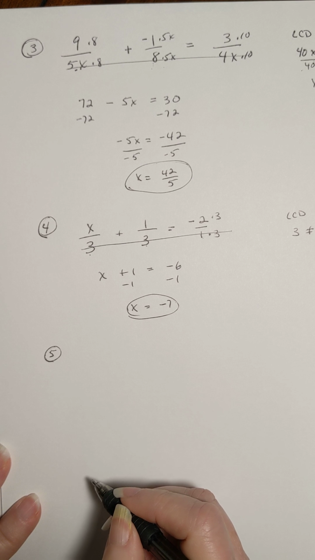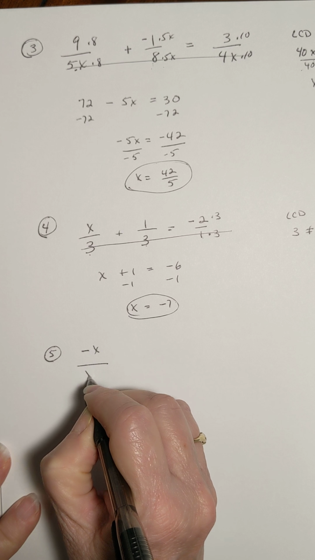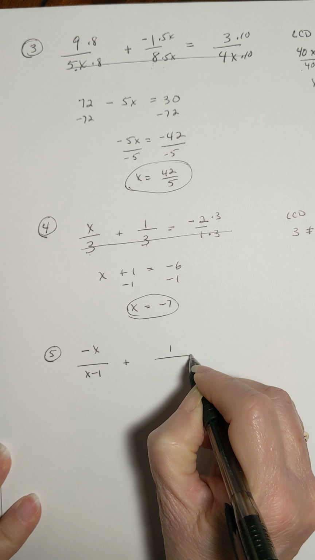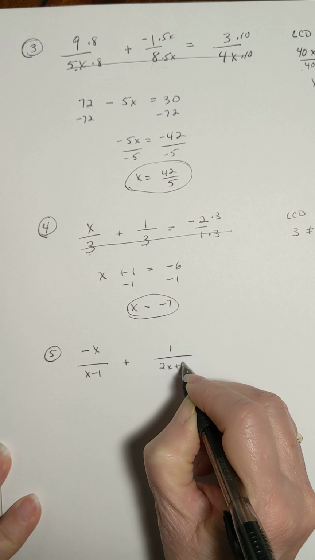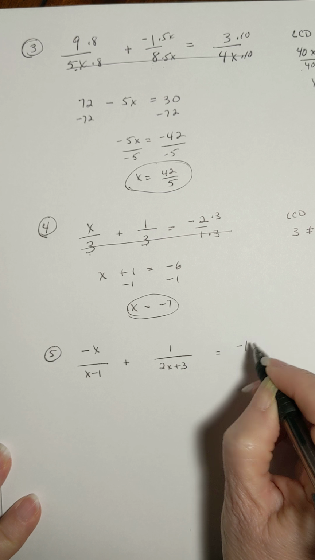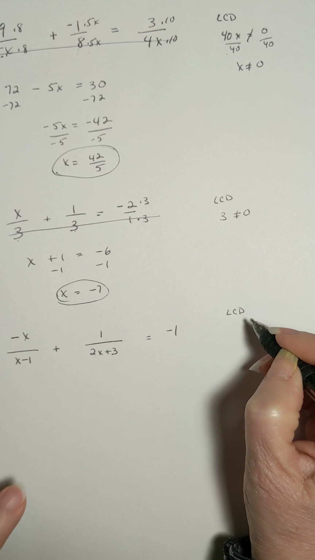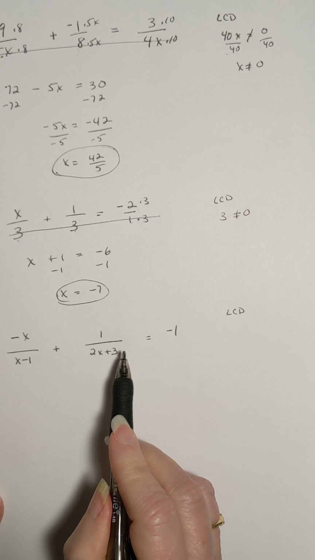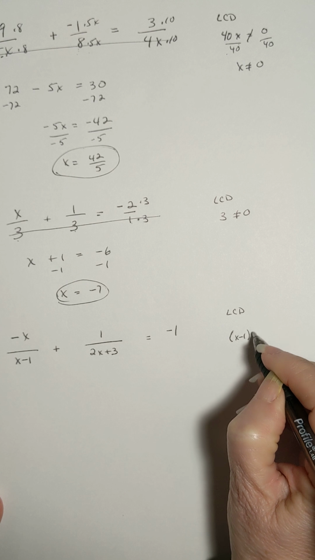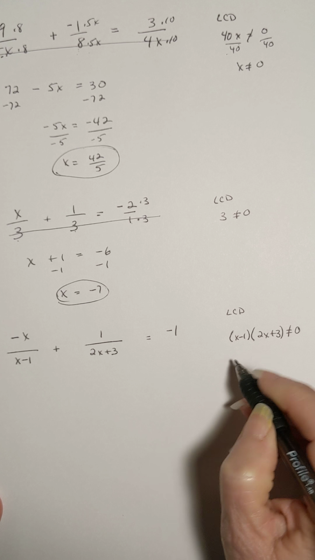Problem number 5 says negative x over x minus 1 plus 1 over 2x plus 3 is equal to negative 1. So on this one, my LCD is just going to be this denominator times this denominator. And so I'm going to have x minus 1 times 2x plus 3 cannot equal 0.